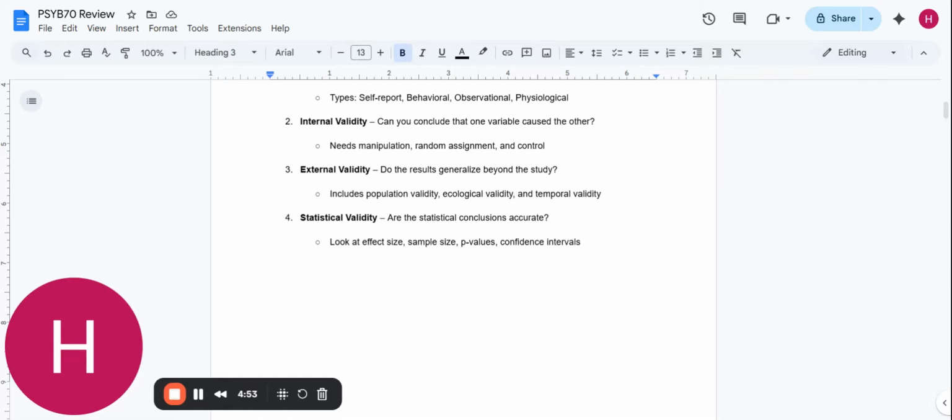So moving forward, let's talk a little bit about different types of external validity. We have population validity, ecological validity, and temporal validity. I will just touch really quickly on each of them.